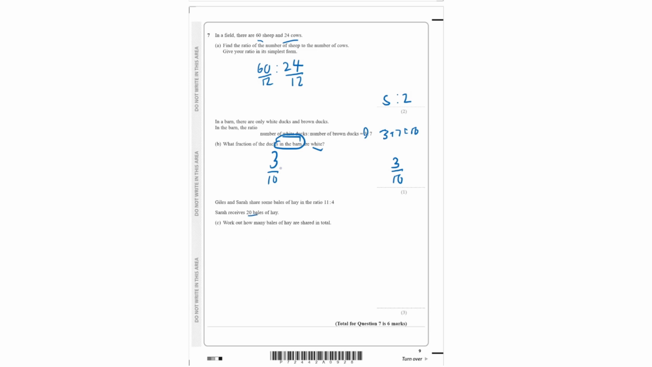Giles and Sarah share some bales of hay in the ratio 11:4. Sarah receives 20 bales of hay. Work out how many bales of hay are shared in total. So we can see here that Sarah receives 20 bales of hay even though her share is only 4. So you can write 20 divided by 4 is 1 unit. So we simply multiply by 11. 20 divided by 4 is simply 5. So 5 times 11 is equal to 55. And we have to find the total. So 55 plus Sarah's share, which is 20, is simply equal to 75.